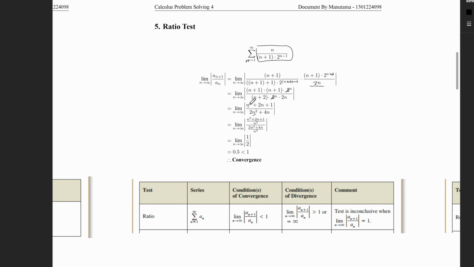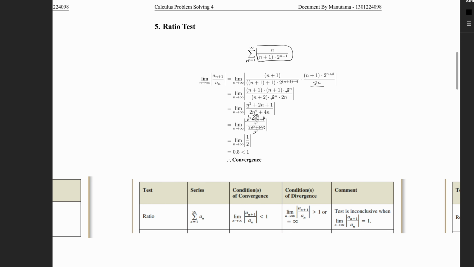So n squared divided by n squared is 1. This becomes 1. This is 0. This also 0. This one is 1. This one is 0. No, this one is 2. Yes, this one is 2, and then this one is 0, because it's going to be 4 over n to the infinity. So 4 over infinity is 0. This is 0.